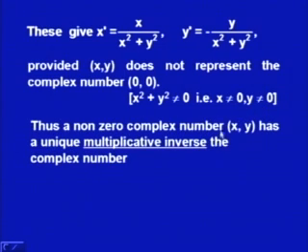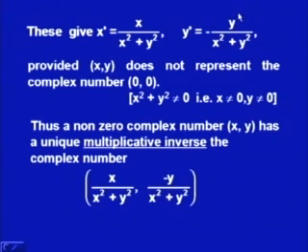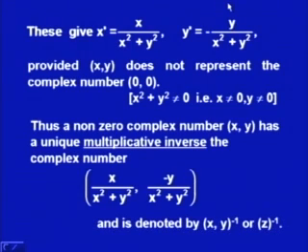So, this means a non-zero complex number (x, y) or x plus i y has a unique multiplicative inverse. So, this is the multiplicative inverse, x by x square plus y square and minus y by x square plus y square. This complex number is the multiplicative inverse to the number x plus i y or (x, y), and this we denote as (x, y) to the power minus 1 or (x plus i y) to the power minus 1, or z to the power minus 1, or maybe 1 by z.